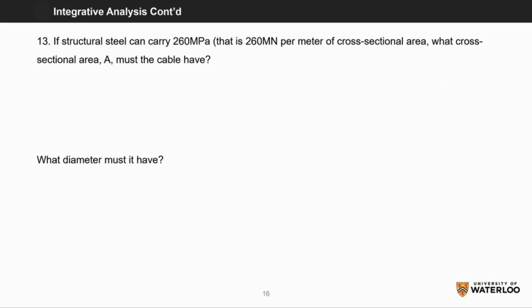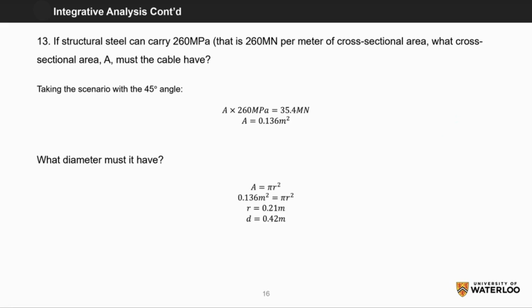If structural steel can carry 260 megapascals, that is 260 meganewtons per square meter of cross-sectional area, what cross-sectional area A must the cable have? Taking the scenario with a 45-degree angle, the area is found to be 0.136 square meters. What diameter must it have? Using the area equation, we find that the diameter is 0.42 meters.